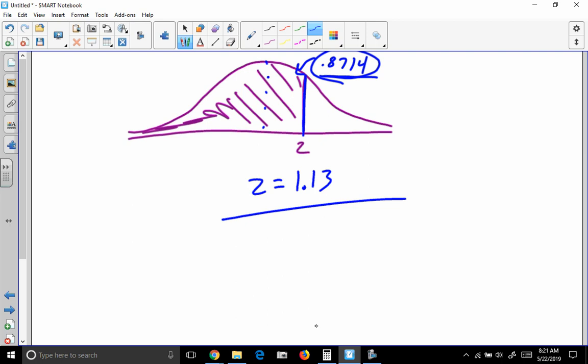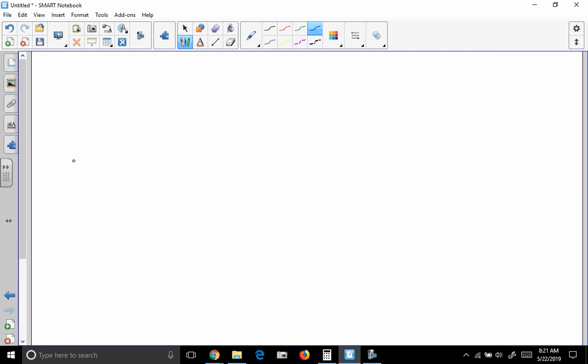So that's how that's going to work. If we're given the area, we look at the inside of the table, and then we read to the outside to find the z-score. So let's move on and take a look at another one.